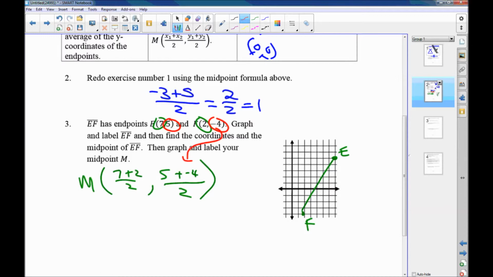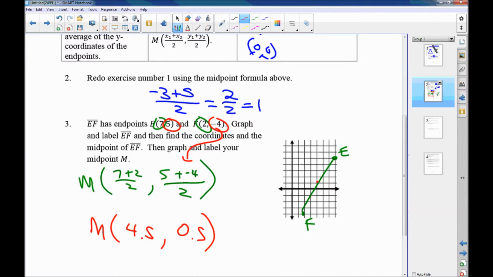So 7 plus 2 is 9, and 9 divided by 2 is 4.5. And 5 plus -4 is 1, and 1 divided by 2 is 0.5. So you're not likely to have eyeball guessed where that's supposed to be. So our midpoint should be 4.5 over. So 1, 2, 3, 4.5 over, and 0.5 up.